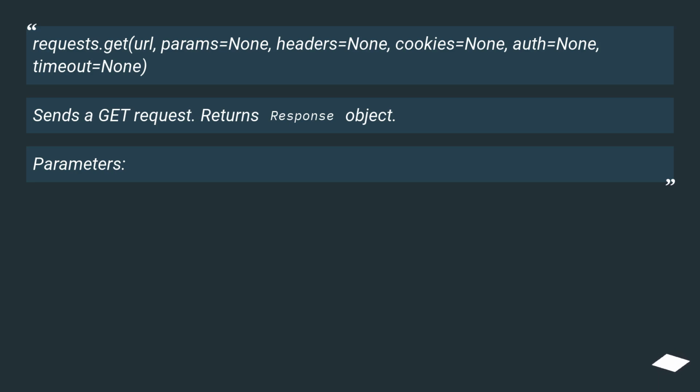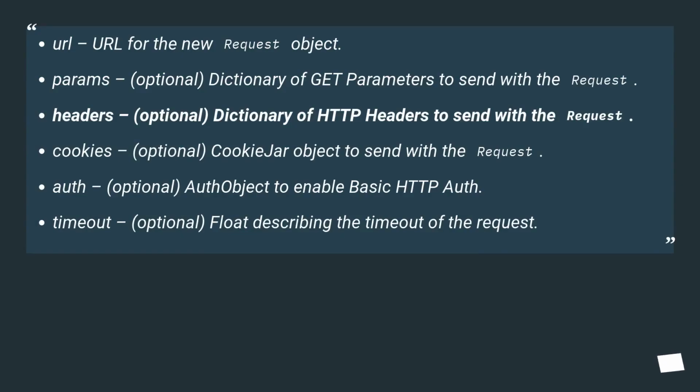requests.get(url, params=None, headers=None, cookies=None, auth=None, timeout=None) sends a GET request. Returns response object. Parameters: url, URL for the new request object. Params, optional, dictionary of GET parameters to send with the request.